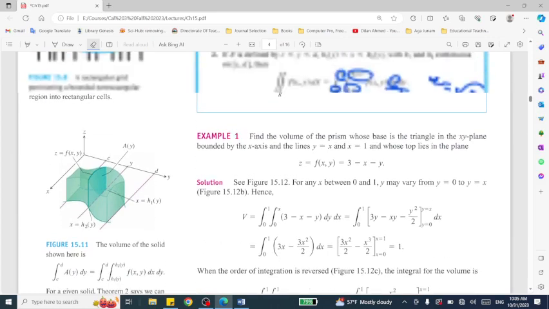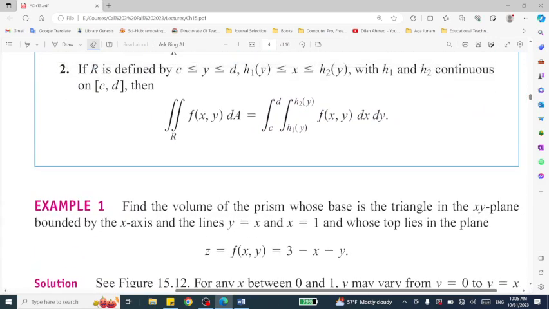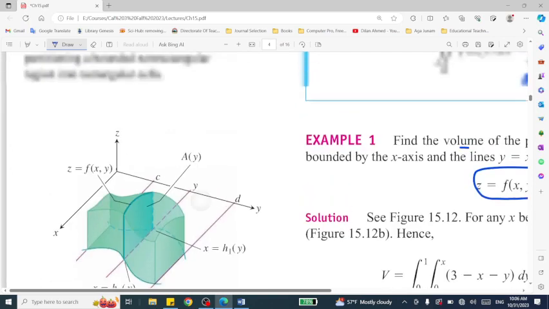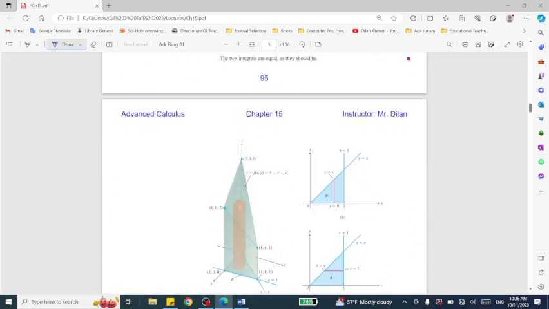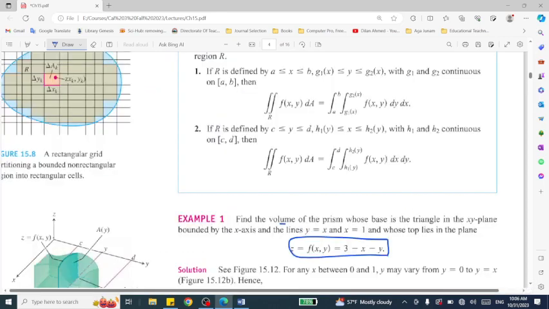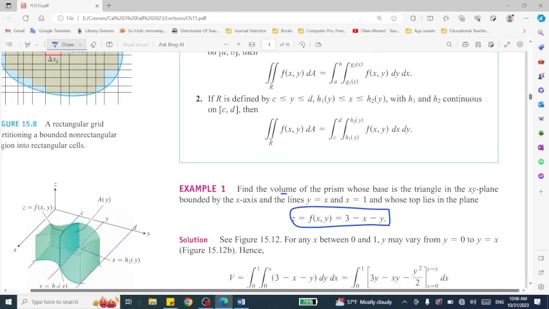Listen to the first question. I think if you understand the first one and the second one, you will be able to solve all the others, because the technique is the same. We have f of x, y equal to 3x minus y minus x, and listen to the boundary. Find the volume of the prism. A prism looks like this. Let me show you. It is based on the triangle.